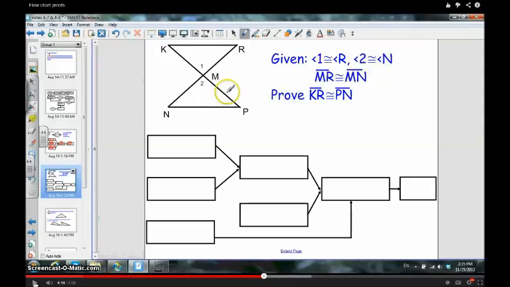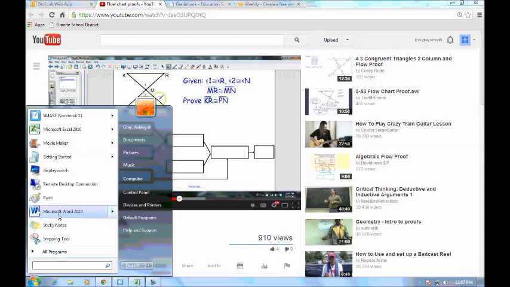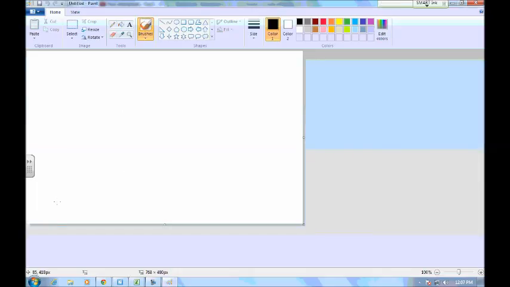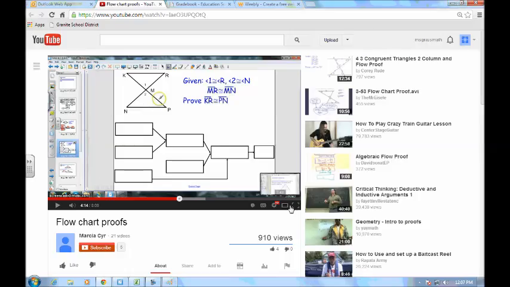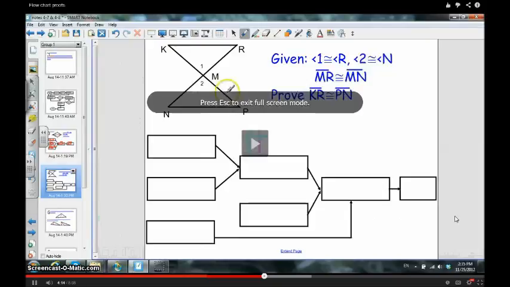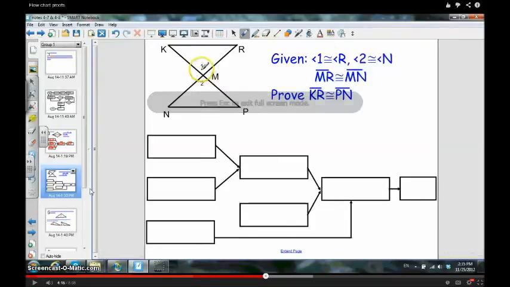Okay, this is example 2. Please copy it down. I'm going to freeze the screen. I'm given that angle 1. Sorry, I didn't mean to do that.